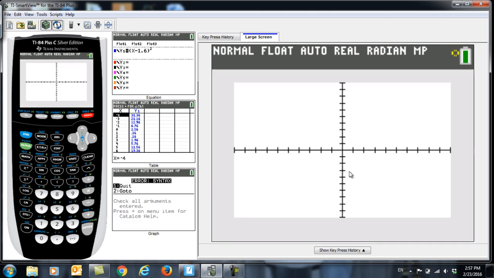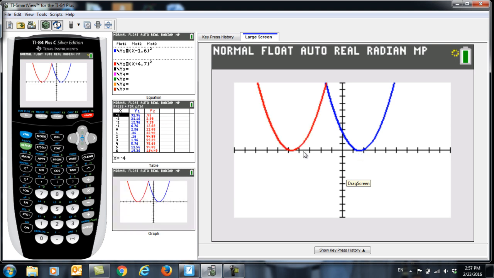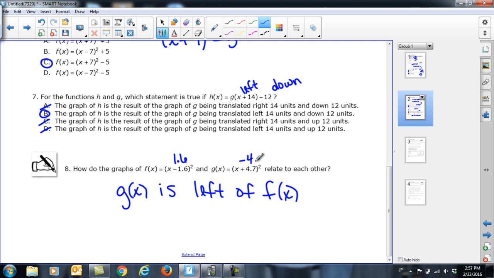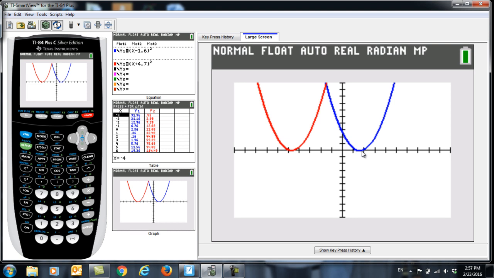And when I look at the two, since mine is in color, it'll be real easy to see. Here's my x minus 1.6, and here's my x plus 4.7. And so you should be able to see that g of x is shifted to the left of f of x. So g of x is left of f of x. And if we want to know exactly how far, we've got to figure out how far it is from 1.6 to negative 4.7, because that's where they are. This went right, so it's right here at positive 1.6. This one went to the left, so it's at negative 4.7.